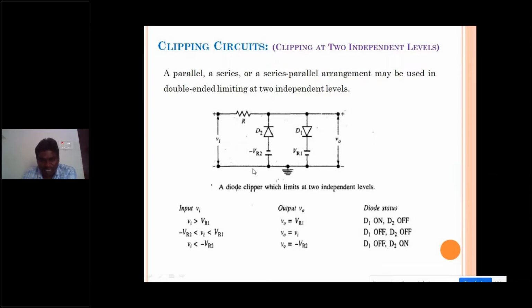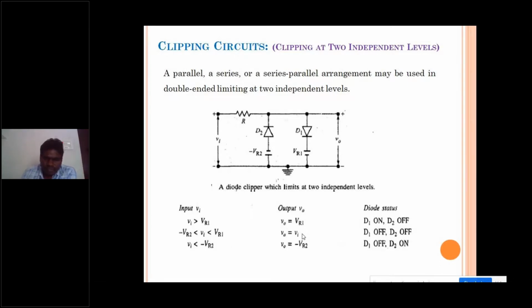Now I am applying a voltage in between these two, minus VR2 less than Vi less than VR1. That means I am applying input voltage in between these two. In this case, what will happen? Both the diodes come to off, which means I am applying the input voltage less than this, so this diode D1 is off, and I am applying the voltage greater than this, so this diode is also in off condition. So the second case is very important. If minus VR2 is less than Vi less than VR1, then output voltage is equal to Vi, because both the diodes are in off condition in this case.